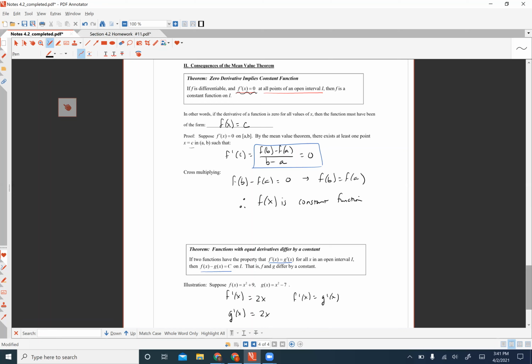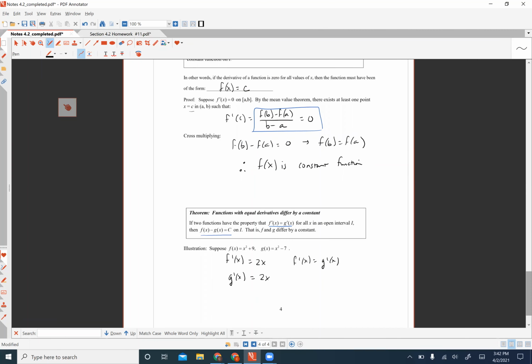And the whole point here is that you let a and b be any points. Let's go back to the theorem. If f is differentiable and f prime of x equals 0 at all points on an open interval I, let a and b be any points in that open interval I, and you can prove that f of a is equal to f of b. So you take any 2 points, okay? So that proves that f of x is some constant on this open interval I. If the derivative is 0 on an open interval I, then the original function has to be a constant. And that kind of makes sense, right? Because you take the derivative of a horizontal line, you're going to get 0.